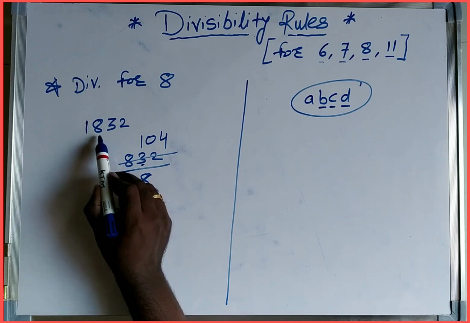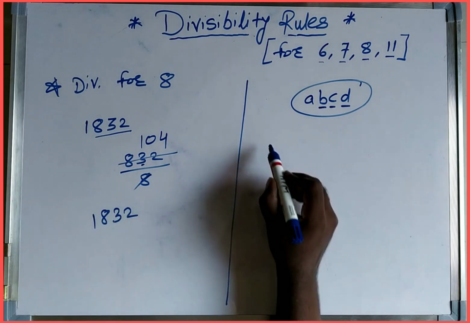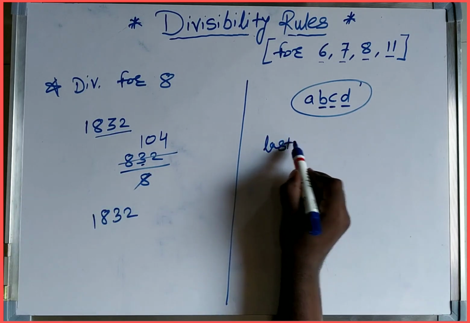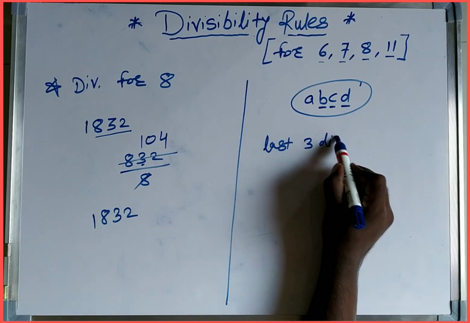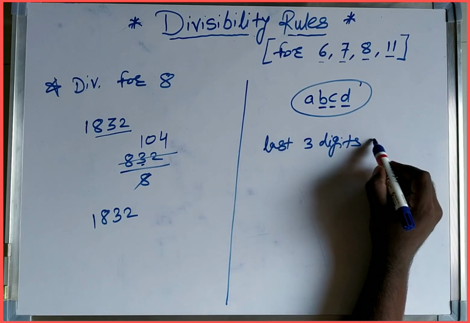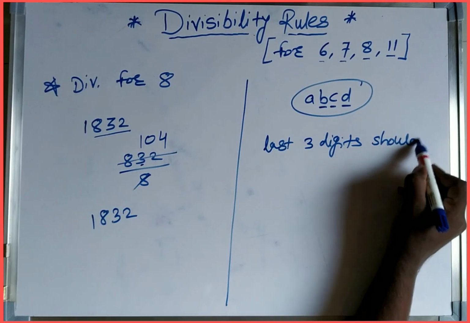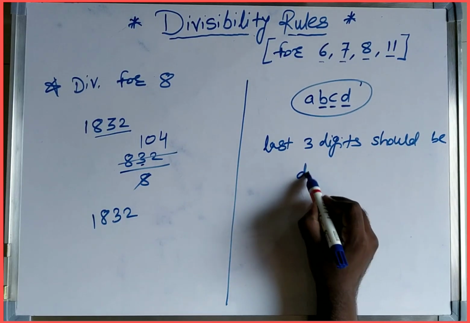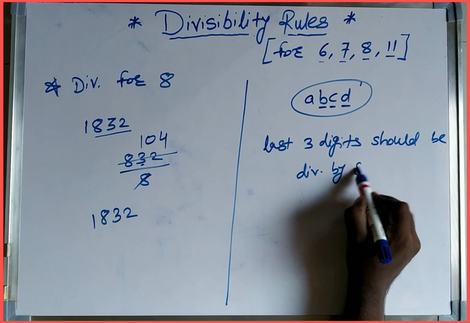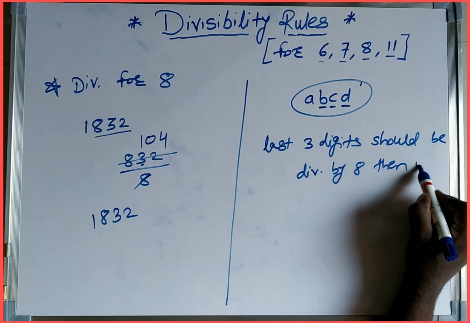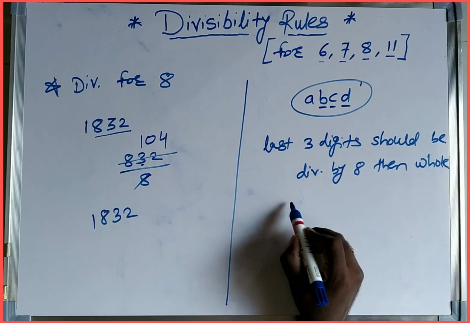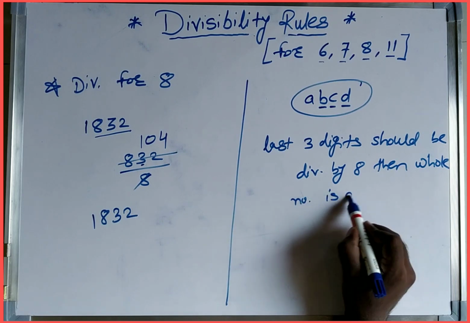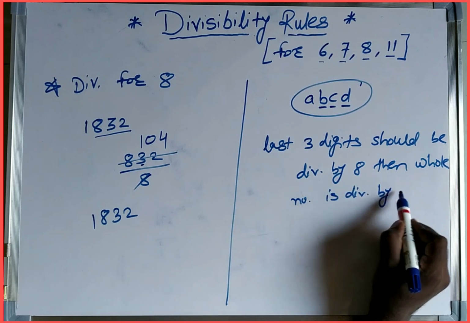If the last 3 digits are divisible by 8, then the whole number is divisible by 8.